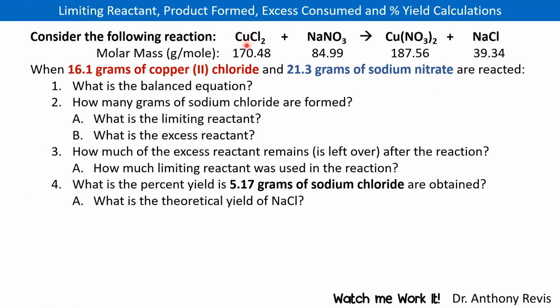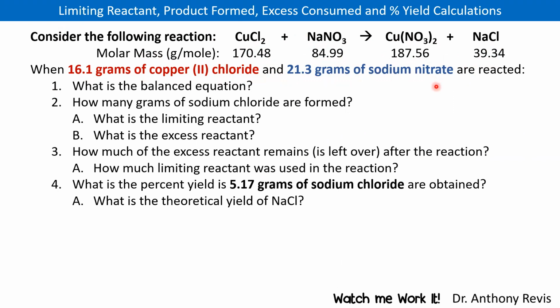Consider the following reaction. We have copper 2 chloride reacted with sodium nitrate to give copper 2 nitrate and sodium chloride. Here we show you the molar masses that I've taken the liberty of calculating in advance. If you're unfamiliar with how to calculate molar masses, see my other videos on this topic. So here's what we have. We have 16 grams of copper 2 chloride and 21 grams of sodium nitrate, and we want to carry out this reaction.